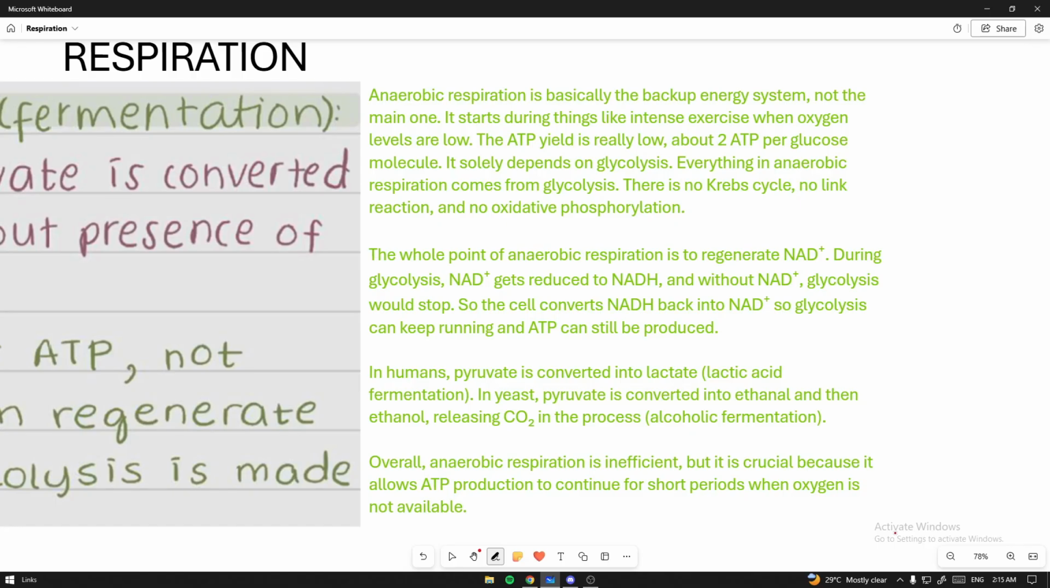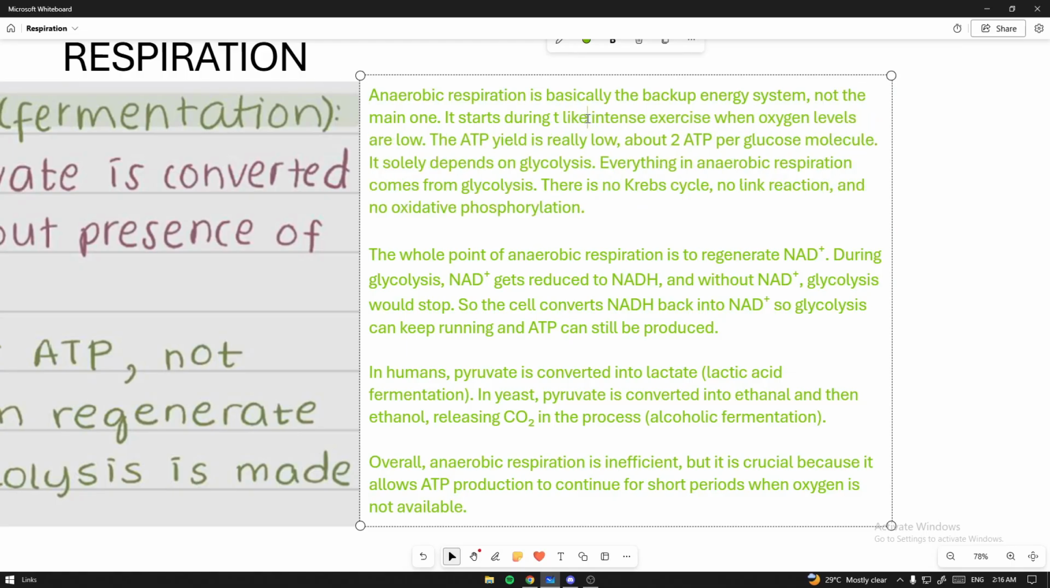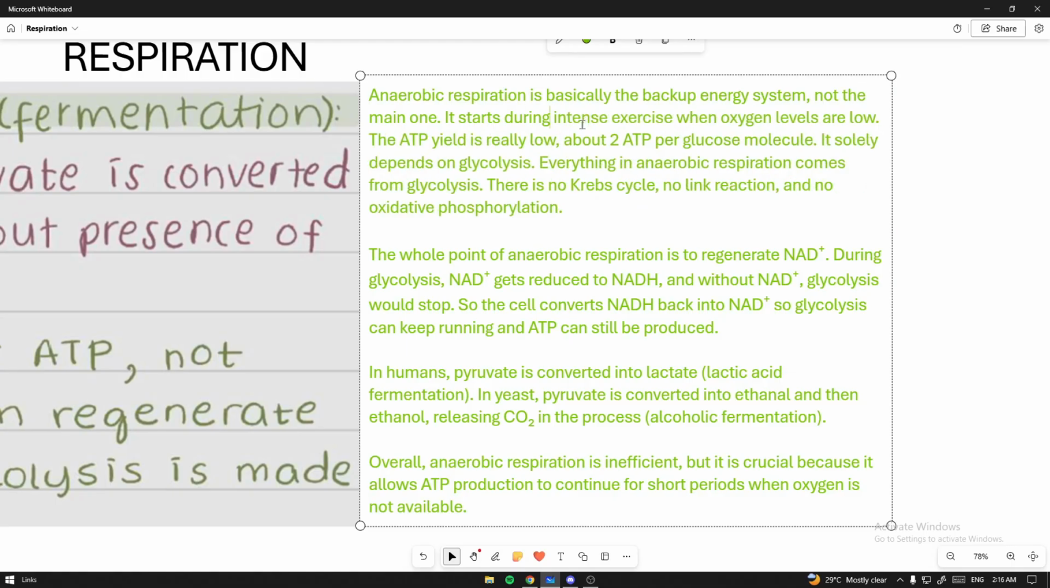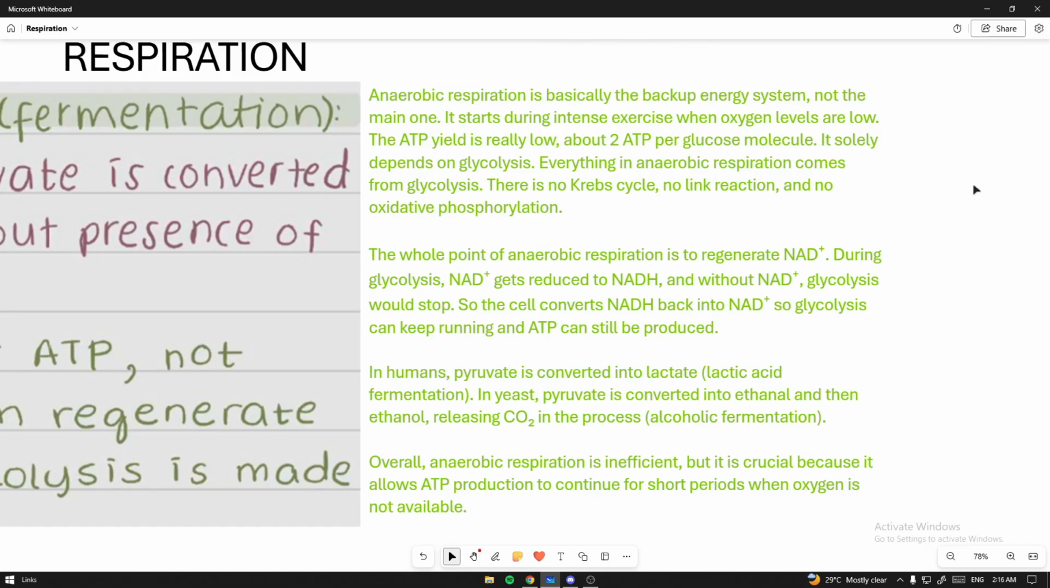So, anaerobic respiration is basically the backup energy system. You might be asking, which one is the main energy system then? That would be your aerobic respiration. It's like the backup engine, so not the main one. It starts during activities such as intense exercise when oxygen levels are low.